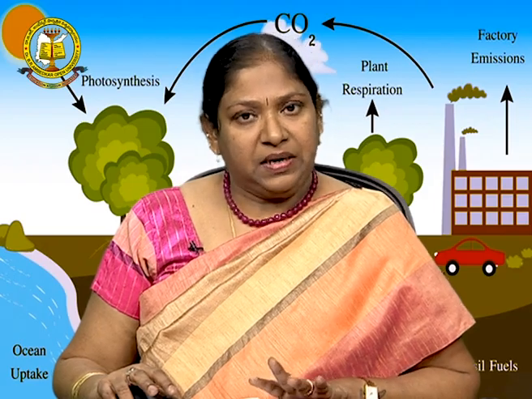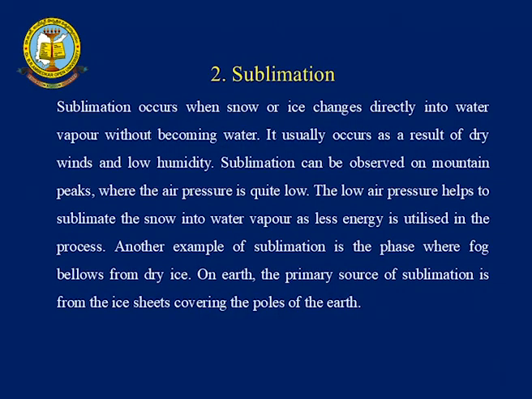The second step is sublimation. Sublimation occurs when snow or ice changes directly into water vapor without becoming water. It usually occurs as a result of dry winds and low humidity. Sublimation can be observed on mountain peaks where the air pressure is quite low. The low air pressure helps to sublimate the snow into water vapor as less energy is utilized in the process.